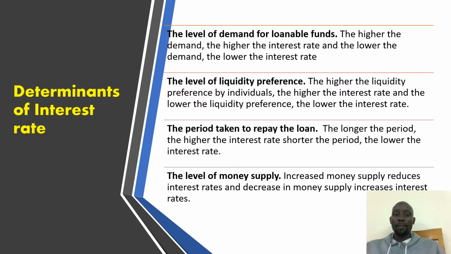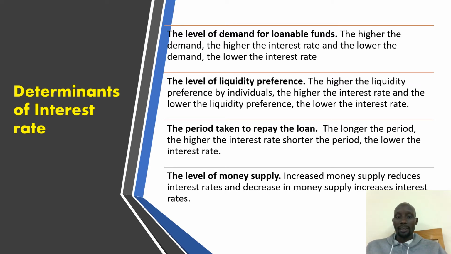So our next point of discussion is the period taken to repay the loan. The longer the period, the higher the interest rate, and the shorter the period, the lower the interest rate. So someone who is going to borrow money for, say, 5 years will be charged a higher interest rate than someone who is borrowing money for 6 months. This is because someone who is borrowing for a long time, there is a high risk of losing the money, and someone who is borrowing for a short period of time is likely to pay back easily.